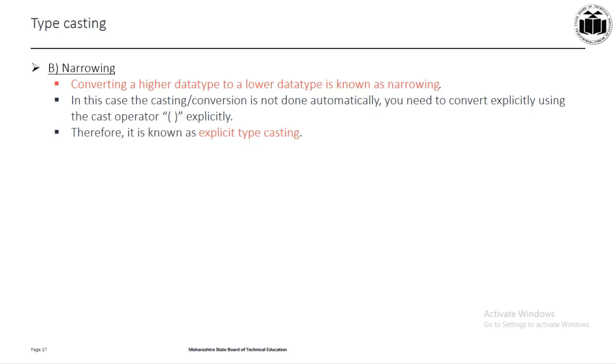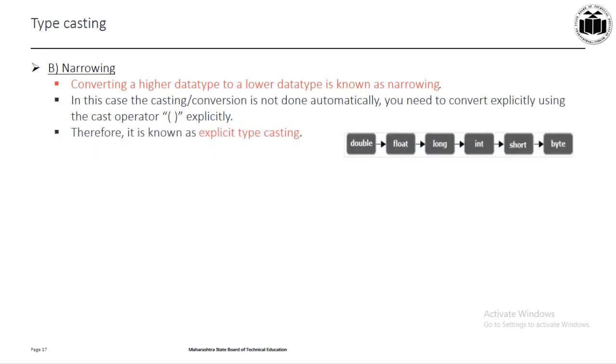Another one is narrowing. Converting a higher data type to a lower data type is known as narrowing. In this case, the conversion is not done automatically. You need to convert explicitly by using the cast operator, therefore it is known as explicit typecasting. In this figure, double can be converted into float, long, int, short or byte. Float can be converted into long, int, short, byte and so on.